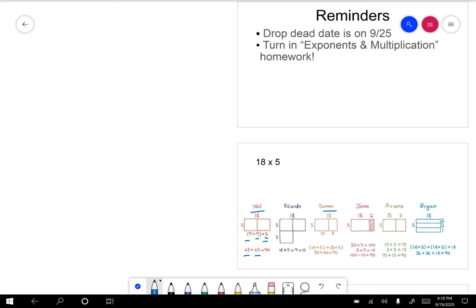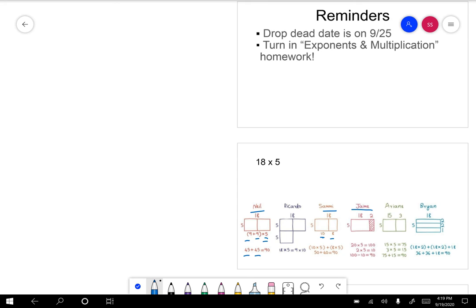Sammy did something similar to that. What Sammy did was he or she broke it down into 10 plus 8. 10 plus 8 is 18, right? So a different way to break 18 down. And then multiplied those numbers by 5. So 10 times 5, and then 8 times 5.